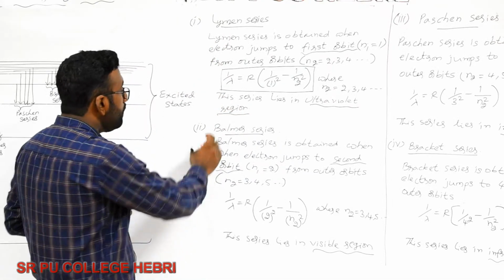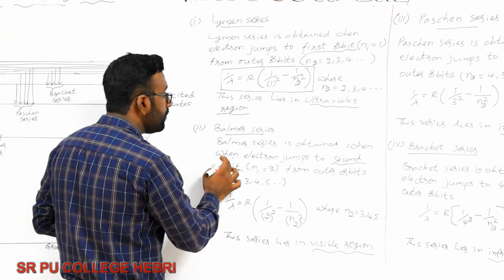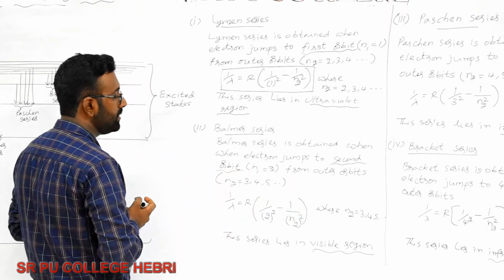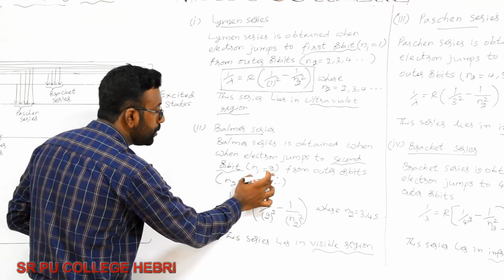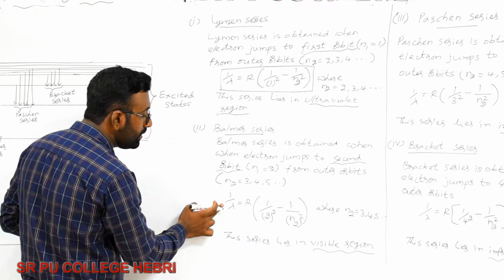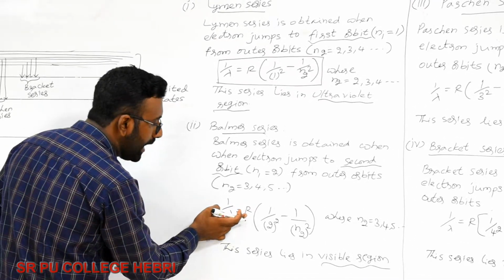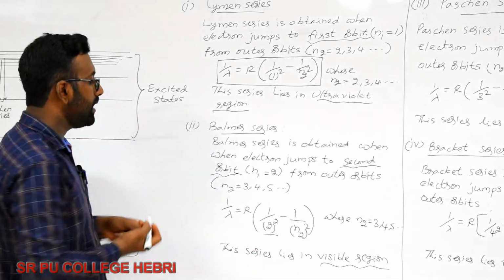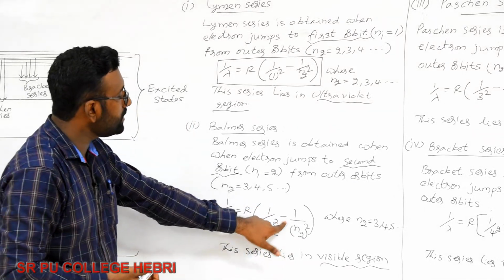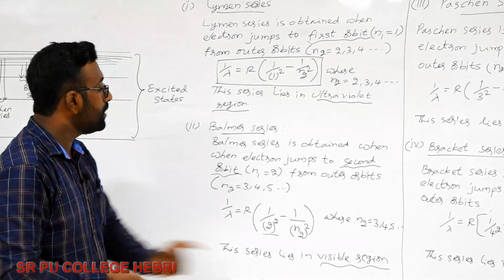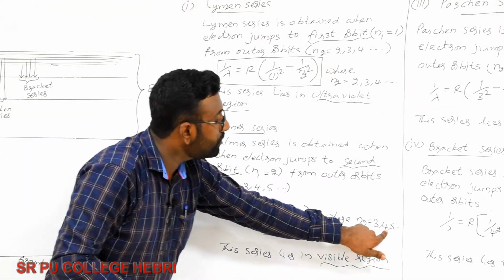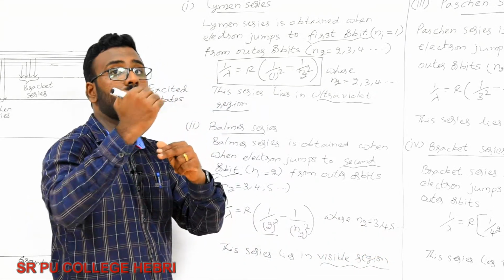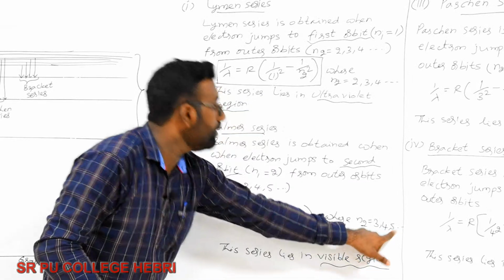Okay. Balmer series is obtained when electron jumps to second orbit from the outer orbit. See, n1 is equal to 2. You can write the equation for wavelength: 1 by lambda is equal to R into, in the bracket, 1 divided by 2 square minus 1 divided by n2 square. So n2 will be 3, 4, 5. So it cannot be 1 or 2. Why? Because it has to be higher orbits. So it will be 3, 4, 5.